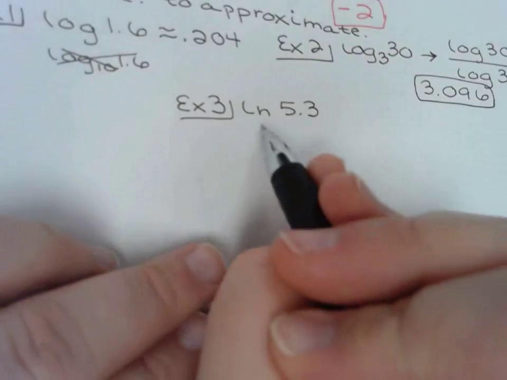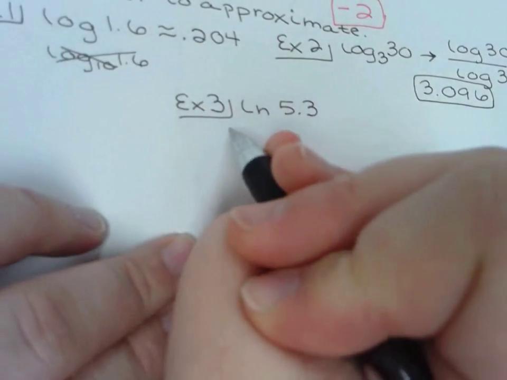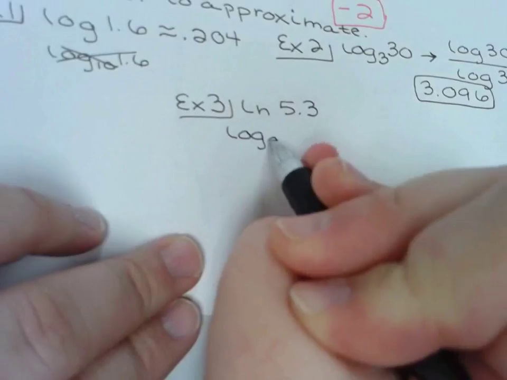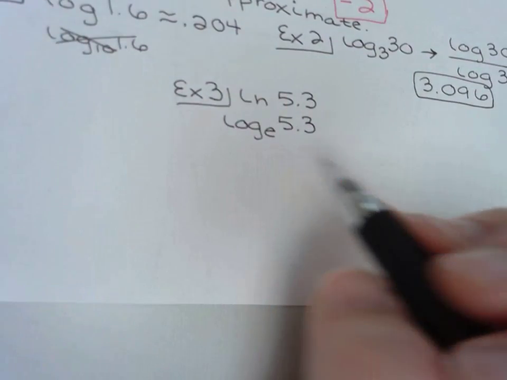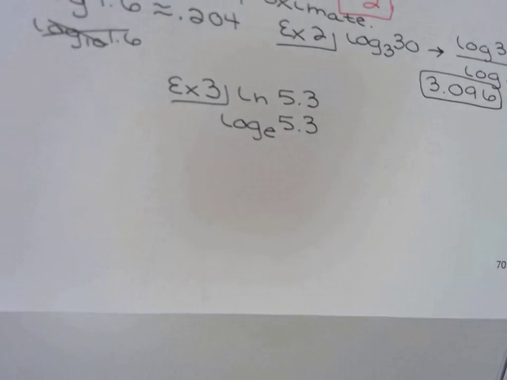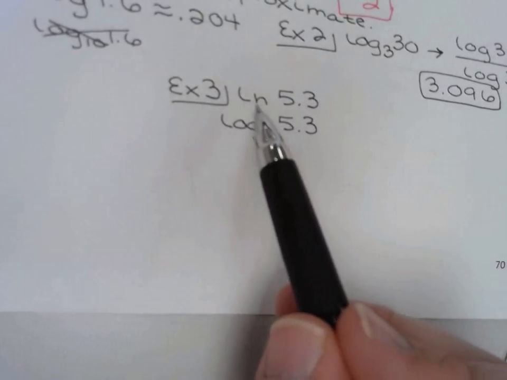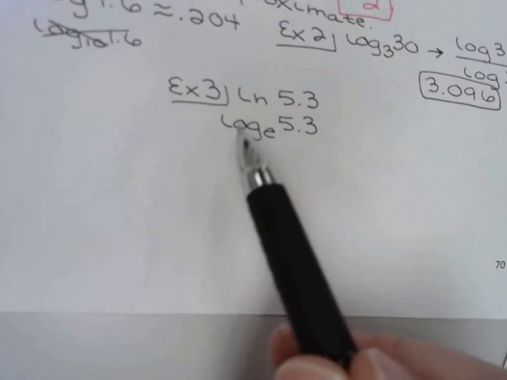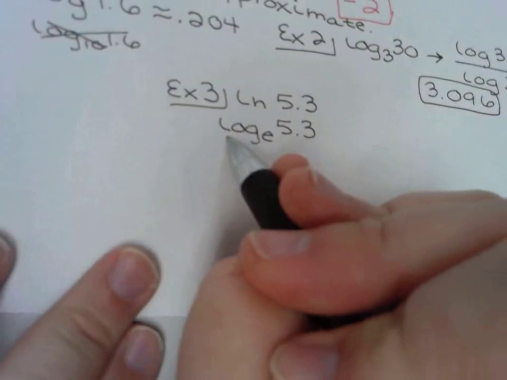Okay. So ln of 5.3. ln is a special type of log. ln is just a log base e. So you could rewrite it like this. Now, e, we worked with a little bit in the first 9 weeks. e is just a number, like pi. If you see ln, it's called the natural log. That's just log base e. So it has all the properties of log. We just never write it as log base e.